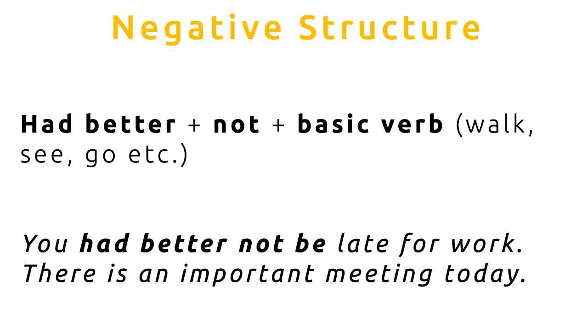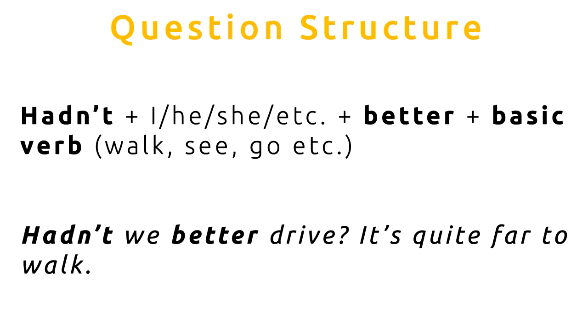And finally, the question structure. This is quite rare. We don't often use had better in a question form, but we sometimes use it. So here is the structure. Structure for had better in the question form is hadn't plus I, he, she, etc. So you can put a pronoun here or a name of a person, plus better, plus a basic verb. So the question below says, hadn't we better drive? It's quite far to walk.